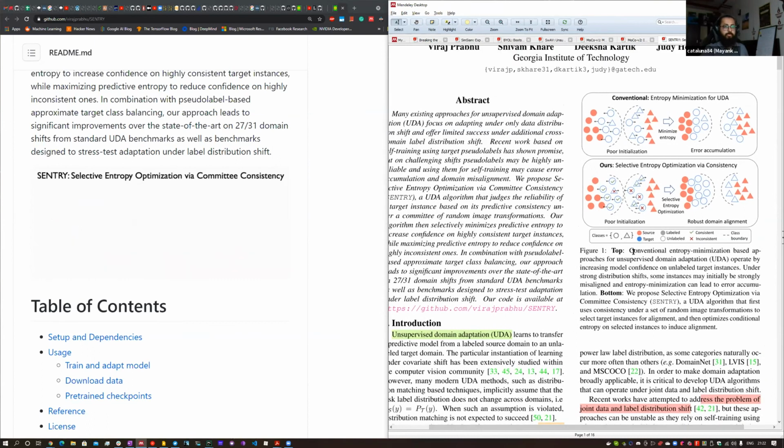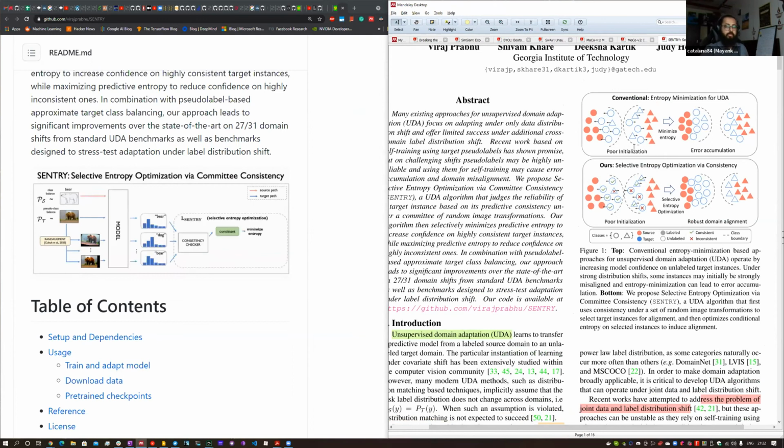So if you see this figure, Figure 1 here, this is kind of a poor initialization, and if we try to minimize the entropy, you may see how the error is accumulated, with a triangle and a circle. These are two classes, and they are incorrectly accumulated. Those clusters are incorrectly formed.